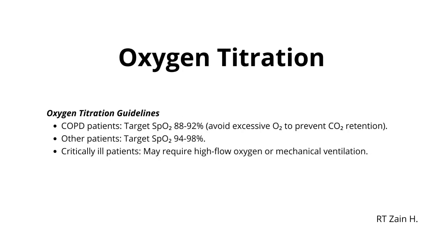Oxygen titration. Oxygen titration guidelines. COPD patients: target SpO2 88 to 92%. Avoid excessive O2 to prevent CO2 retention. Other patients: target SpO2 94 to 98%. Critically ill patients may require high-flow oxygen or mechanical ventilation.